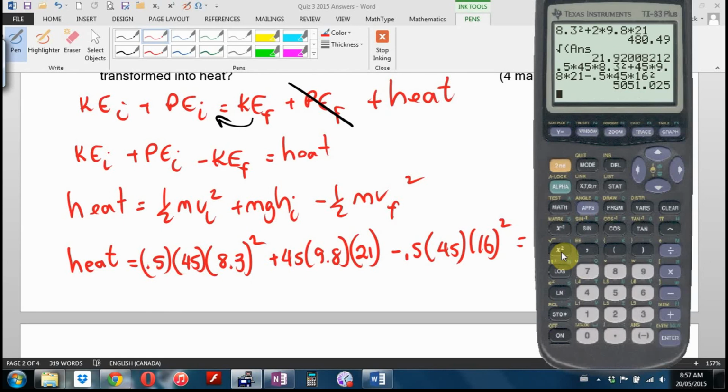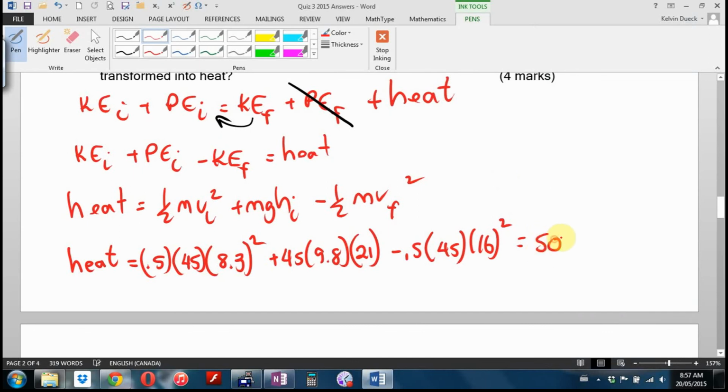What vanished? 5,051. I'll go 5,050. Is that right? People nodding? 4 marks. I would probably go something like 1 mark for that, 1 mark for that, 1 mark for this line, and 1 mark for the answer. But if you got the right answer, again, 4 out of 4.